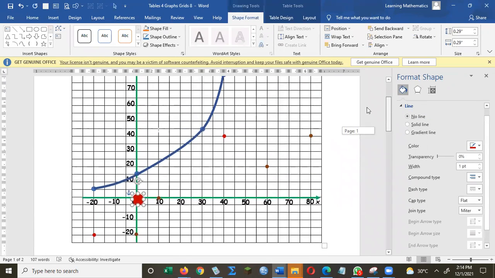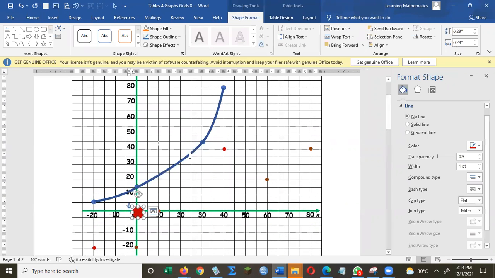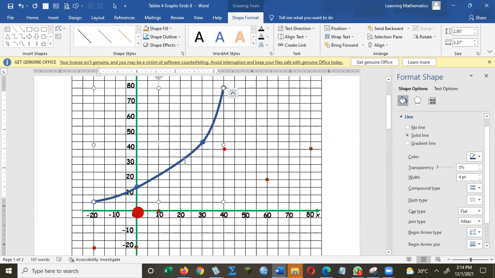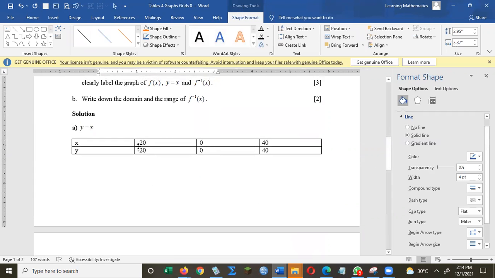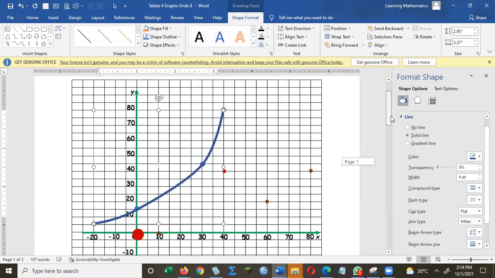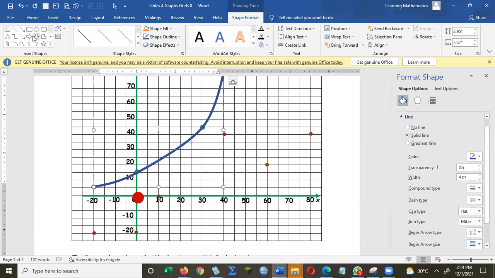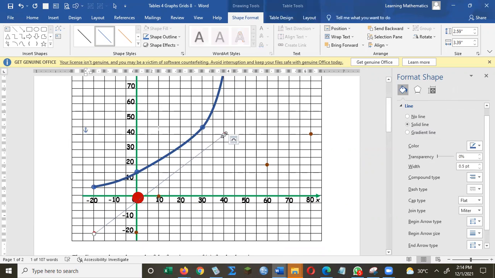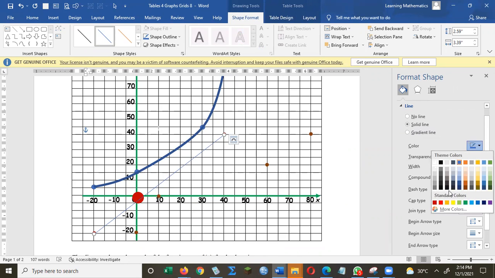The reason why I started with minus 20 is because the domain of the function starts at negative 20, and the domain ends at 40. So that's why I start at negative 20 and 40 for my x, for the line y is equal to x, passing through 0, 0. Then you draw the line y is equal to x, which is the mirror line. So here it is, the mirror line, the line y is equal to x.